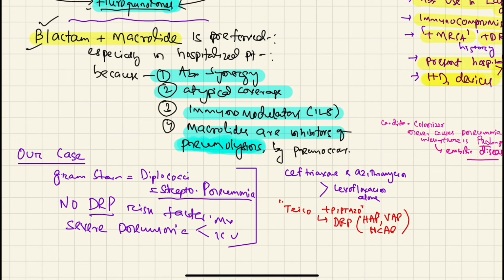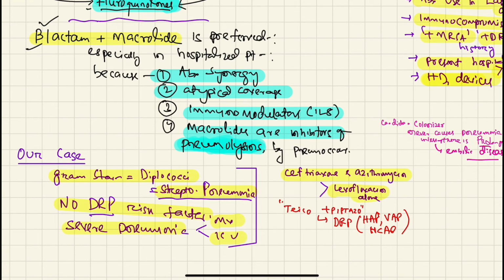Now coming to our patient, in the BAL it is growing diplococci, that is Streptococcus pneumoniae. In our case, there are no DRP risk factors, and the patient has severe pneumonia because he is mechanically ventilated and in the ICU. So he has to be given IV medication. He has to be given ceftriaxone plus azithromycin for their benefits rather than levofloxacin alone.